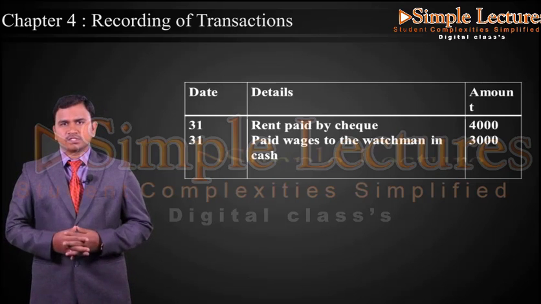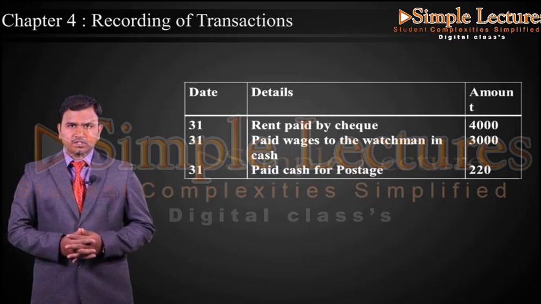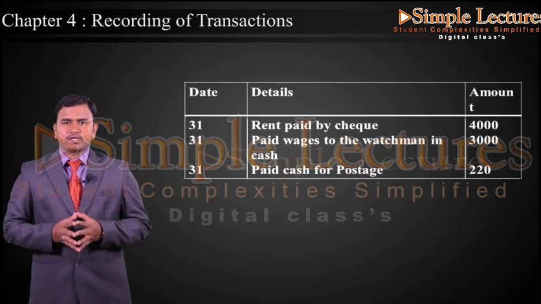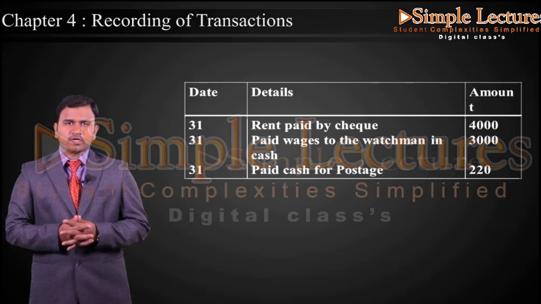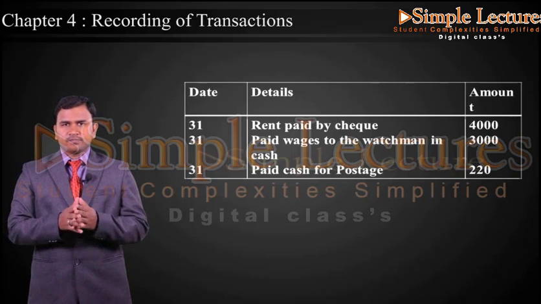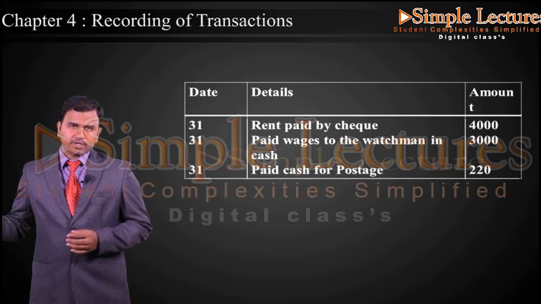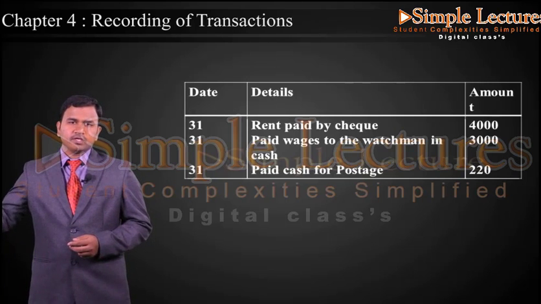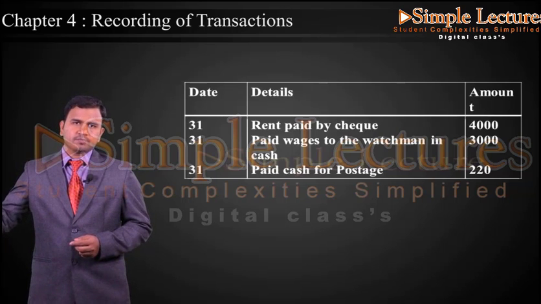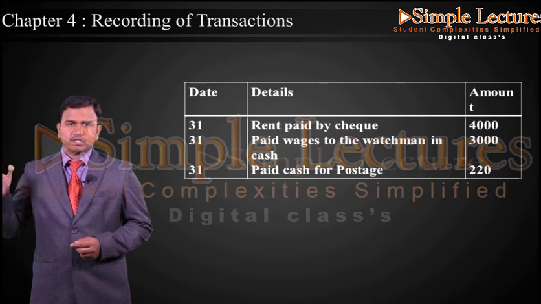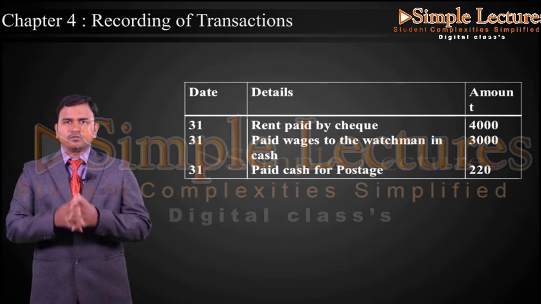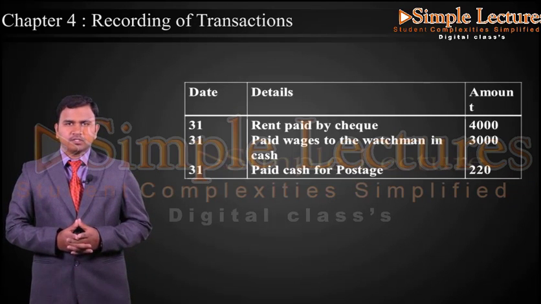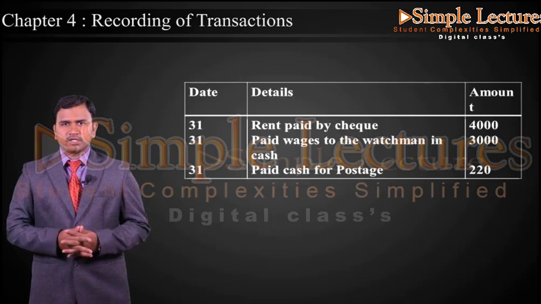And the last transaction we have, again on August 31st, is: paid cash for postage 220. Again it is a payment which should be recorded on the credit side, and the date will be August 31st, and the entry will be by postage charges, or you can consider it as by postage expenses, in the cash amount column 220. Now once we are done with all the entries, we have to balance this particular cash account.